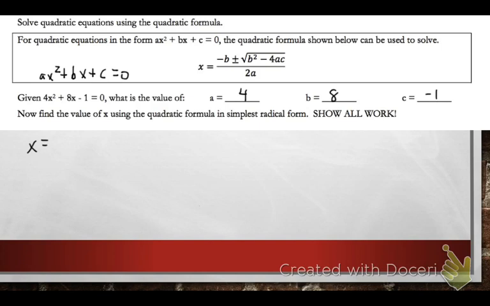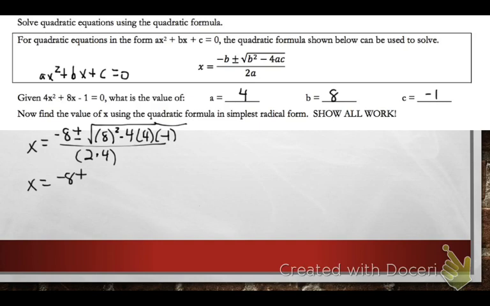So x equals the opposite of b, so negative 8 plus or minus the square root of b squared, so that would be 8 squared minus 4 times a, which is 4, times c, which is negative 1. All divided by 2 times a, which is 4. So now let's simplify. And we'll start with the square root. So we'll have 64, and that will end up being a positive 16. So 64 plus 16 is 80, all divided by 8.